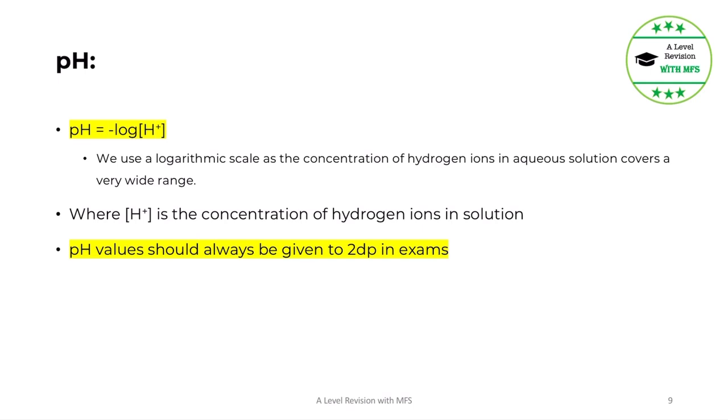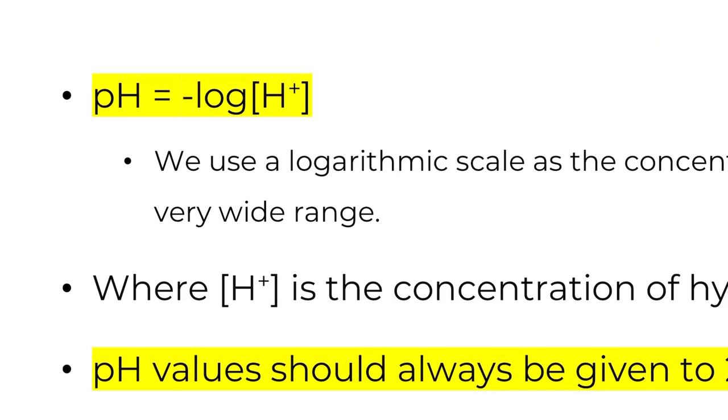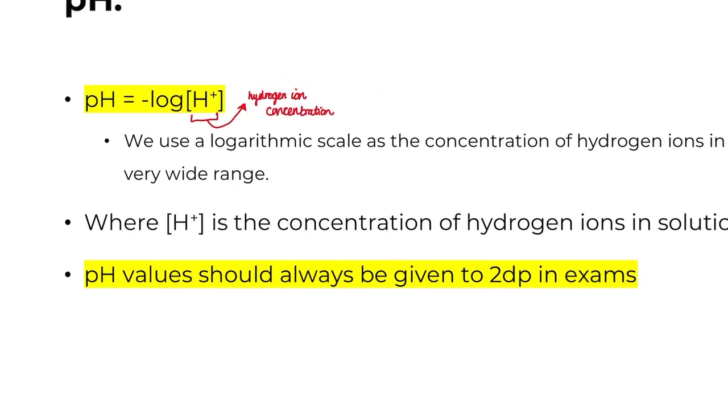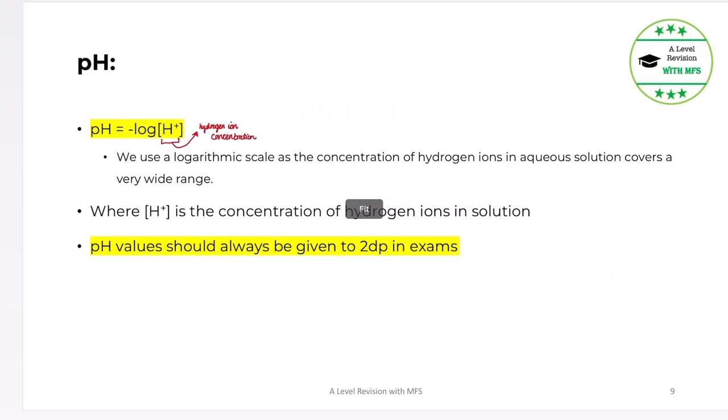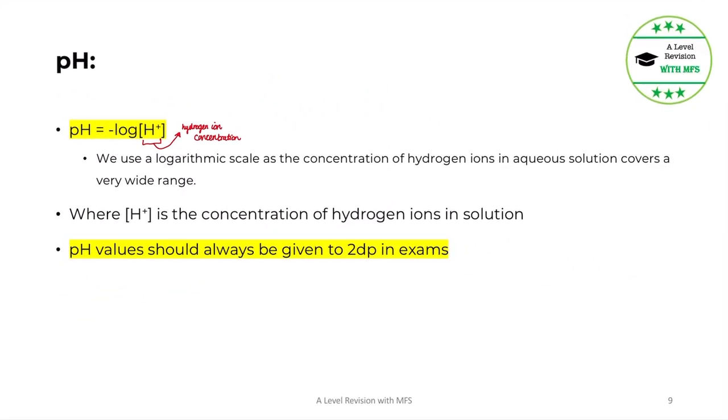Now there's a simple formula to calculate pH, and that's this. We use this formula to calculate pH. And this part over here is basically representing the hydrogen ion concentration. Okay. Now, as you can see, this is not like a normal formula. It's like a logarithmic formula. It has a log in it.